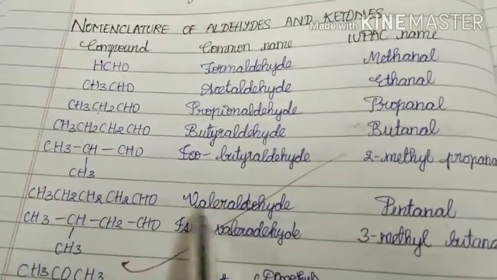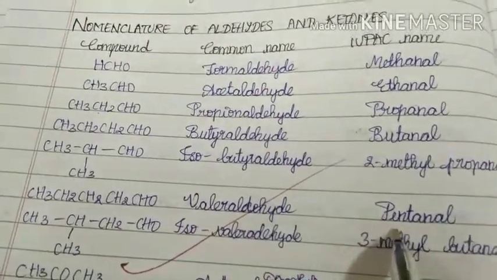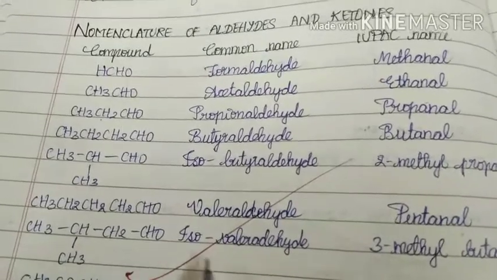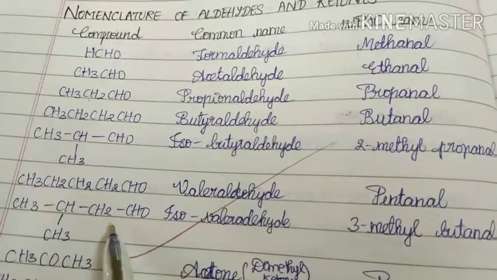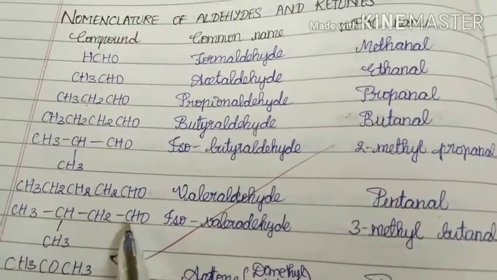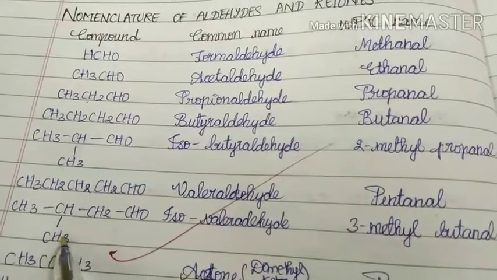Next, in this case, it is valeraldehyde. If 5 carbons are present, then its common name is valeraldehyde, and its IUPAC name is pentanal. This is isovaleraldehyde. Here the IUPAC name is what? Number is given from this side, 1, 2, 3. So the third carbon gets substituted, that is methyl. So 3-methyl butanal. That's it.